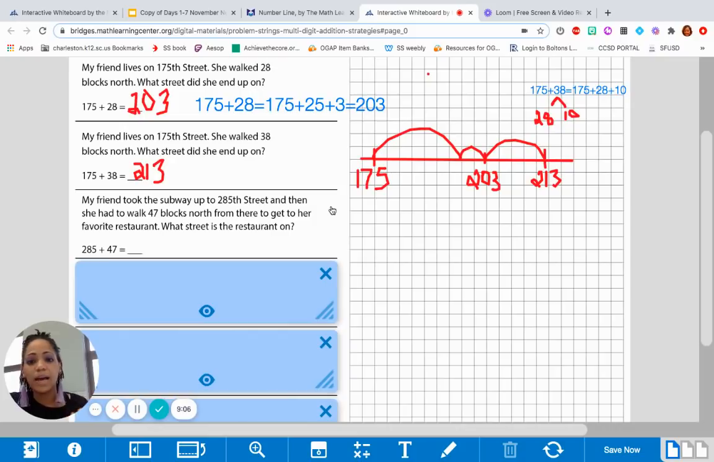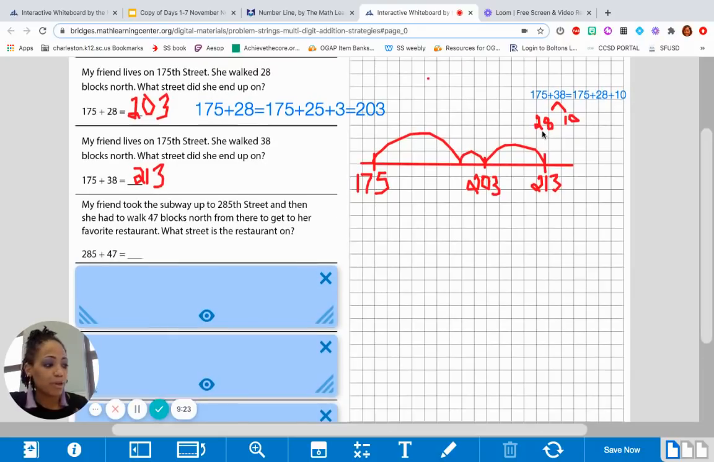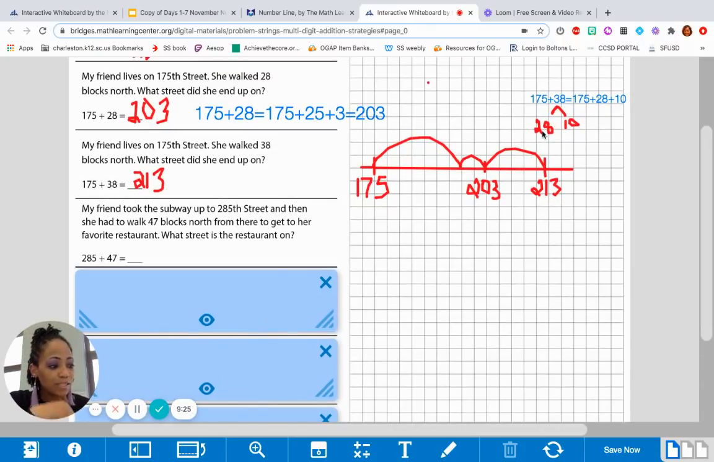My friend took the subway up to the 285th Street, and then she had to walk 47 blocks north from there to get to her favorite restaurant. Which street is the restaurant on? Go ahead and work that out. Use some of the strategies that we've used earlier with breaking apart numbers. We can split apart numbers and add parts separately to help us find friendly numbers. So go ahead and pause this video so you can take a moment to figure that out.